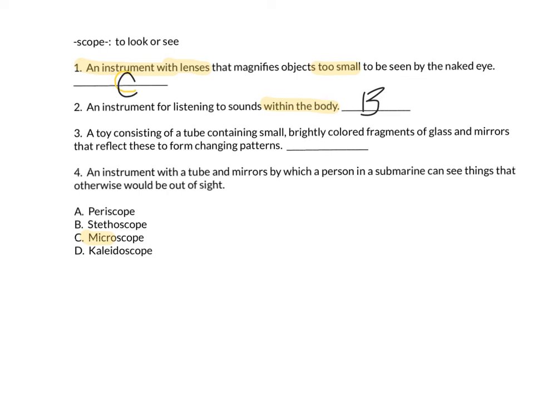Well, I noticed that it's got the word submarine in that definition, and that lets me know automatically that that's got to be a periscope. Because if you ever watch the old submarine movies, it's always up periscope so that they can see what's going on above the surface of the water. So that leaves me with the toy, which would be called a kaleidoscope. And if you turn these tubes in your hand, you see all kinds of beautiful patterns being made, reflecting with the glass and the mirrors.